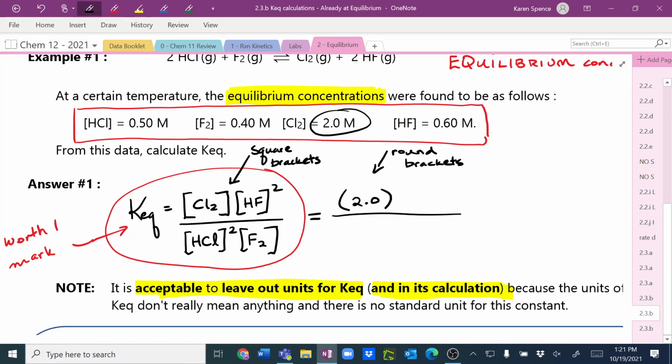HF, 0.60. And I need to remember to square that. And next we're going to have our HCl, which is right there, 0.50. And our F2, which is 0.40. And I forgot to square my HCl, so I'd better square that. Please take your calculator that you will be using on quizzes and tests and plug those values in and see if you get the same number as I do.